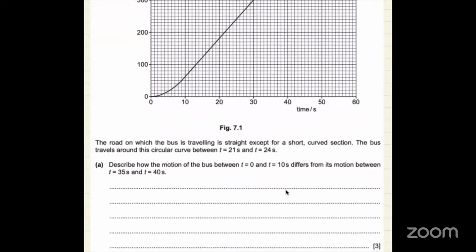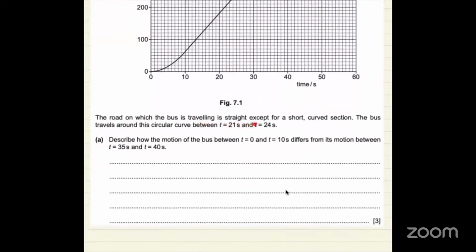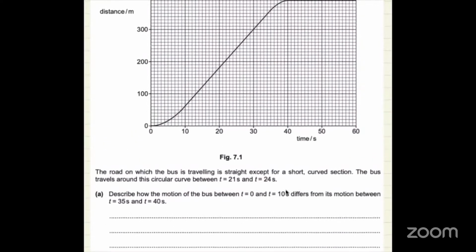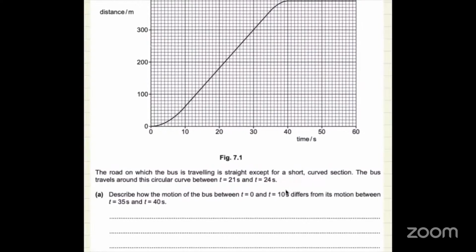Now if I read the rest of the question, it says the road on which the bus is traveling is straight except for a short curved section. The bus travels around the circular curve between 21 and 24 seconds. So it says that the road on which it goes is straight except for a short curved section, and this is a circular curve between 21 and 24. This circular curve is basically where circular motion comes in. So 21 would be here, 24 would be here. So this is basically where it's traveling on the circular curve.